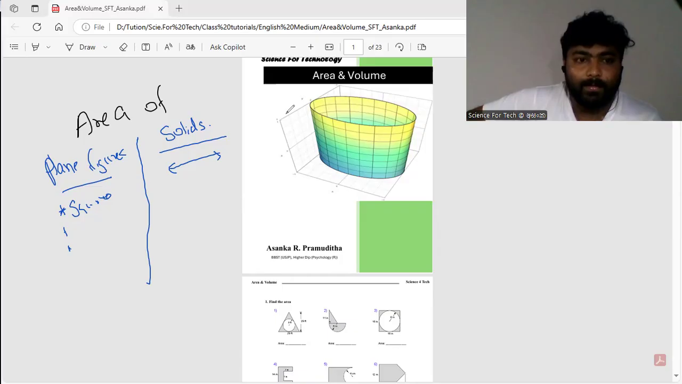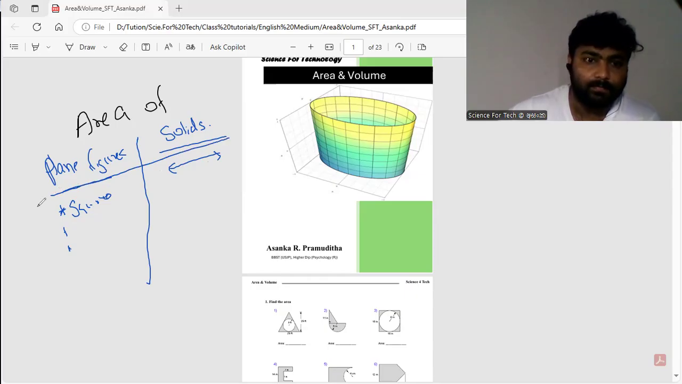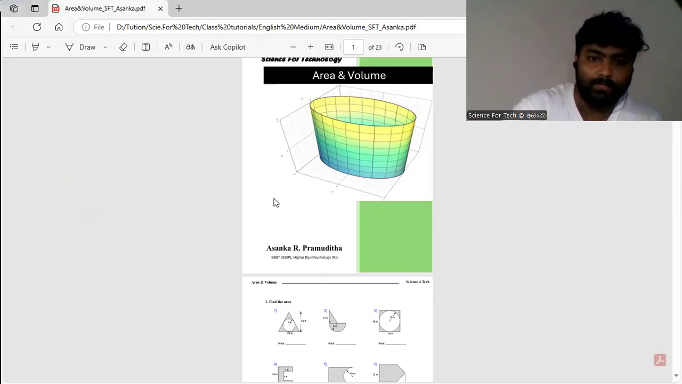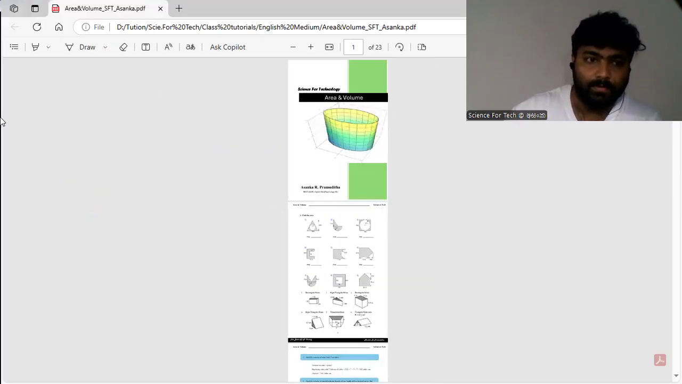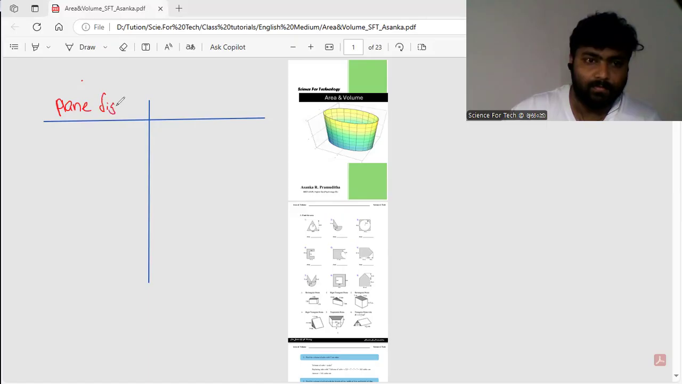Then let's draw a table. Actually, this is all our prior knowledge, that's why I go very fast, but I want to make it from zero. On one side, the left side, plane figures. On the other side, solid figures.